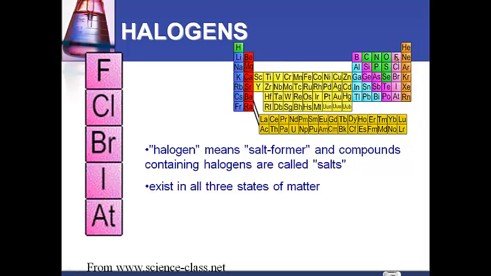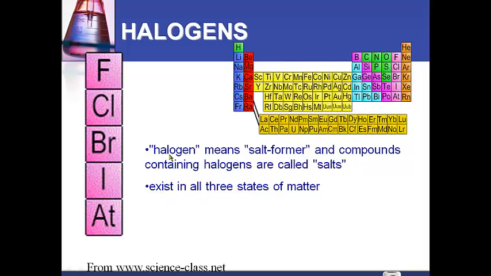Sorry, this is supposed to be pink. It looks kind of purple too, but it's a different group. It's pink. This pink group is called the halogens. Okay? These are things that form salts. So when they come together as compounds with other items in the periodic table, they make salts. And these exist in all 3 states of matter: solids, liquids, and gases.